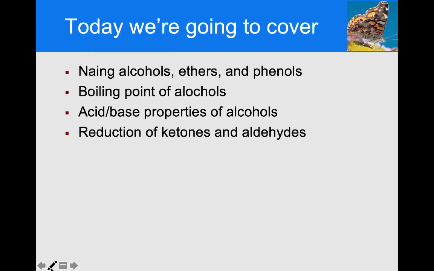All right, so there's going to be a series of lectures. We're going to start off today with this lecture. What this video lecture is going to be about is naming alcohols, ethers, and phenols. And then we're going to move on to the boiling points of alcohols and the acid-base properties of alcohols, and then reductions of ketones and aldehydes. And we might go into the boiling points of alcohols right now, depending on how long this runs.